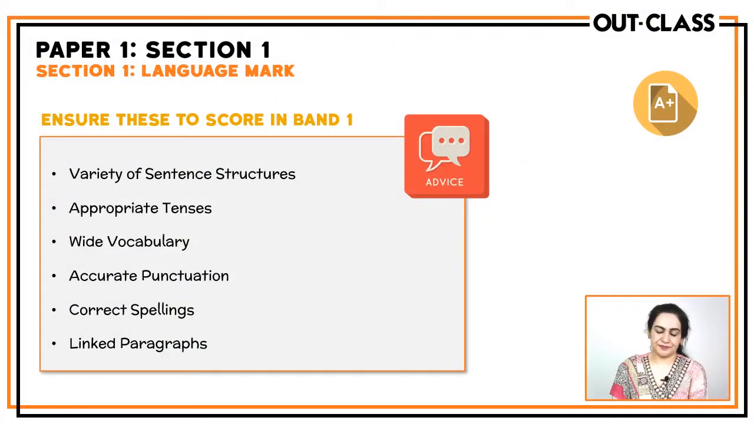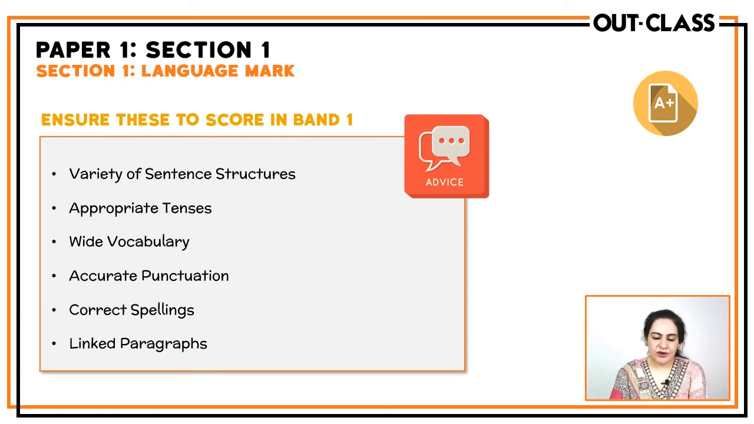All right. Now, coming to the assessment criteria for section 1, you have 15 marks for language and you have 15 marks for task fulfillment. So, students, what you need to ensure for getting the topmost band, that is, obviously the best marks, and that would be 13, 14 or 15 out of 15.